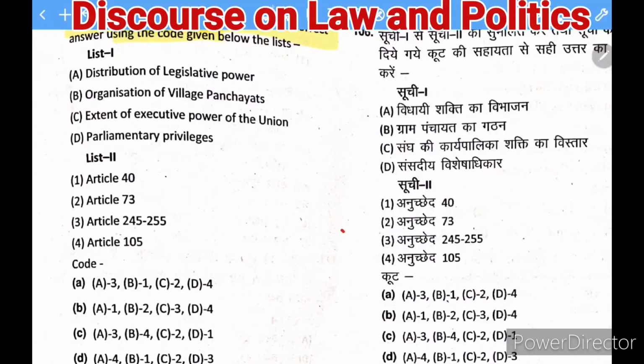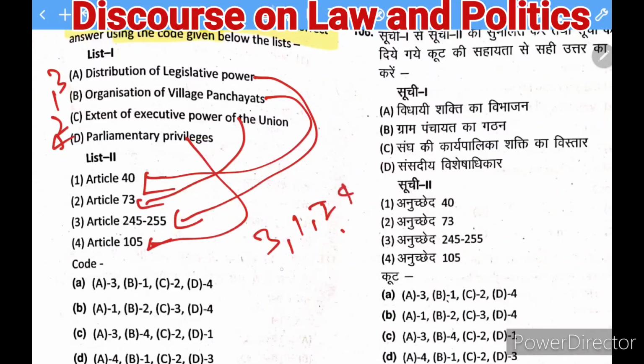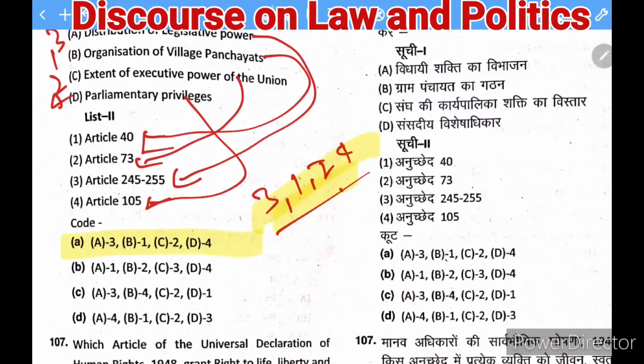The distribution of the legislative power is from Article 245 to Article 255. Organization of village panchayat is in Article 40 of the Constitution. Extension of executive power of the Union is given in Article 73, and parliamentary privilege in Article 105. So you can write here: for D it is 4, for C it is 2, for B it is 1, for A it is 3. So 3, 1, 2, 4 is the proper code here. And the answer is A, you can see here.